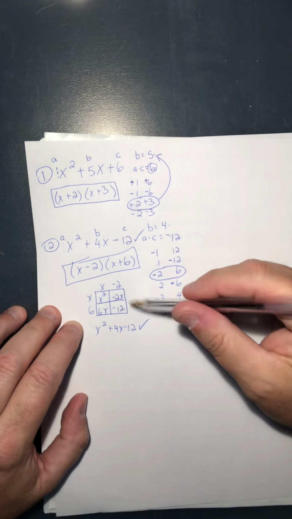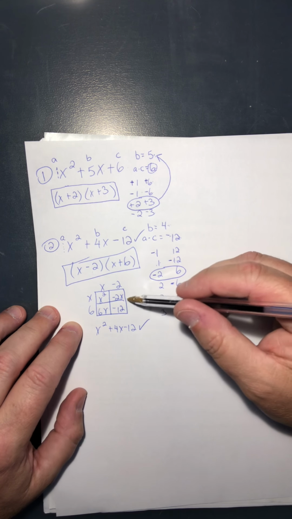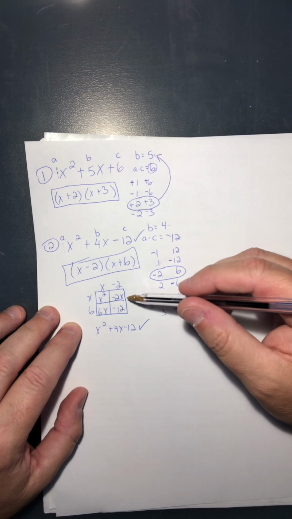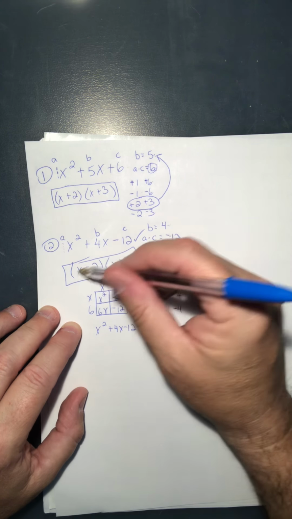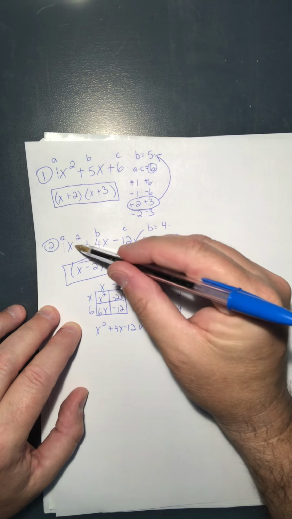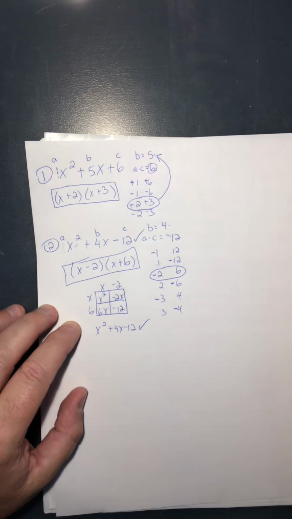But again, let's be honest, how many of y'all are going to go through the box method and check the whole thing? None of y'all, or very few of y'all. So just check the first two terms, or the first term in each parentheses, x times x. As long as it gives you that right there, then you're probably right.